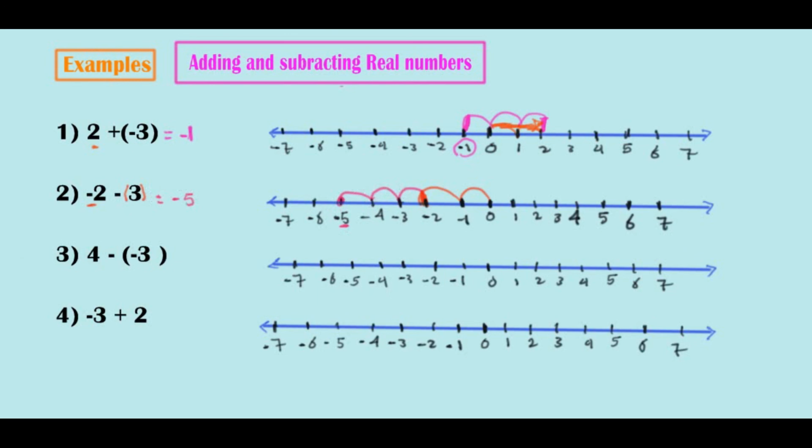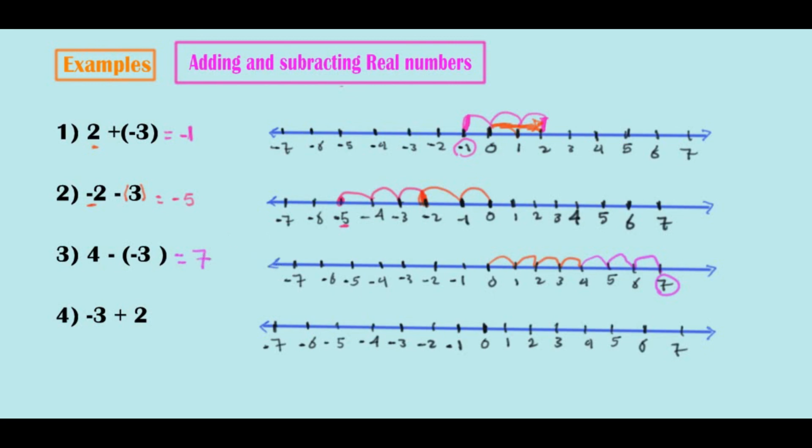Okay, let's take another one. Here we have 4. So I'm going 4 steps in the positive way, 1, 2, 3, 4. After that, subtract a negative number. To subtract a negative number, that means we are going to the right way. How many steps? 3 steps. So I'm going 1 step more, and another one, and another one. So the last number we have is 7. So our answer is positive 7.